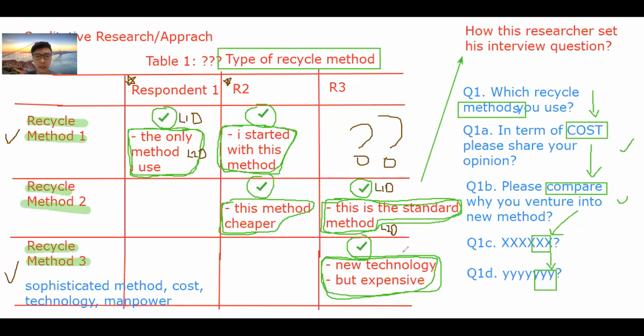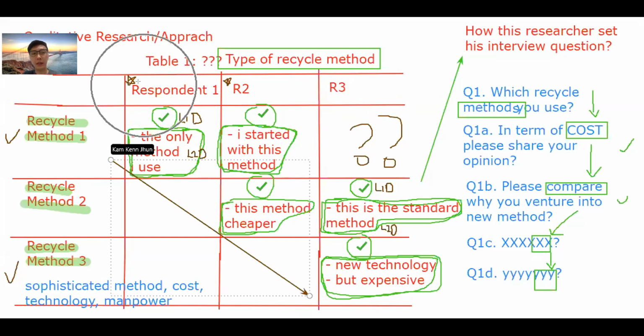But from here, you will notice that this is a pattern. You look at this here, it is a pattern. They are going down this way, right? And this is the starting method, and this is the most sophisticated method. And you will clearly see respondent three's company is bigger. Later when you ask about the company size, you will notice respondent three's company is bigger. This is maybe a new company, right? So this is the data that you draw from a table, the pattern. We call it level three data.